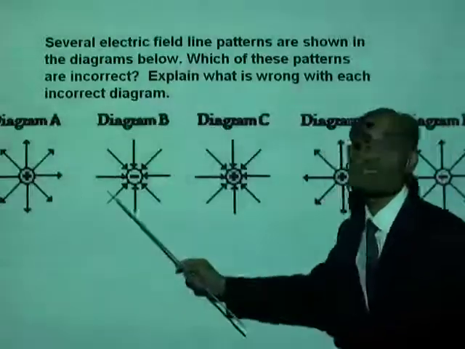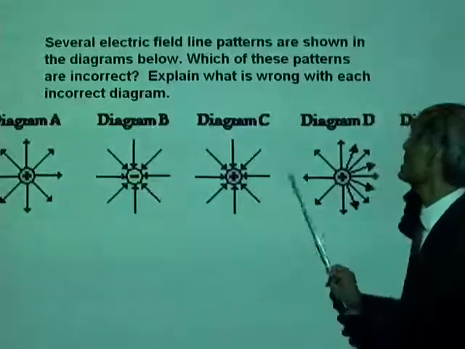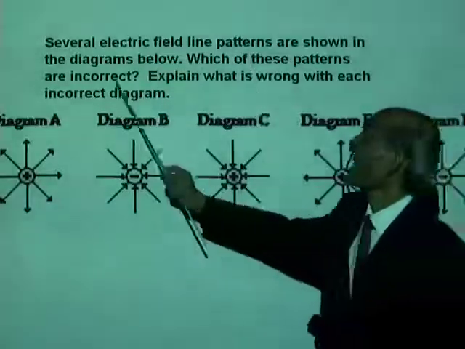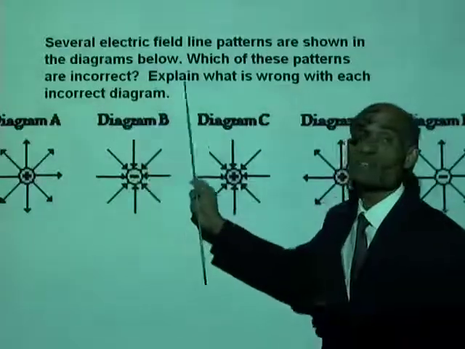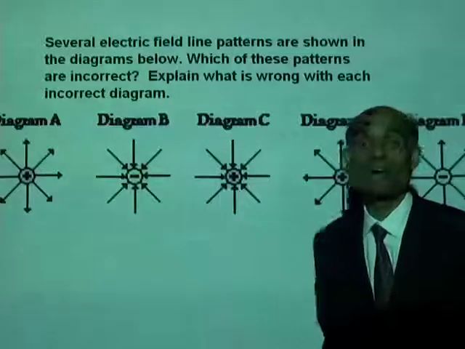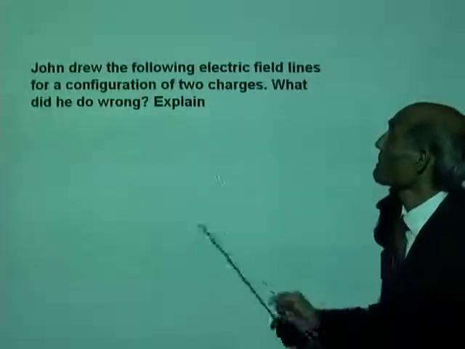Alright, here is the first set of diagrams. Diagram A, diagram B, C, D and E. You have to see which of these patterns are incorrect. Explain what is wrong with the incorrect diagram. Okay, that is number 1.